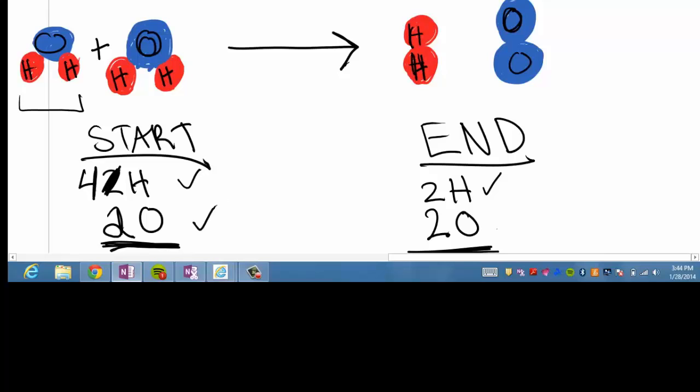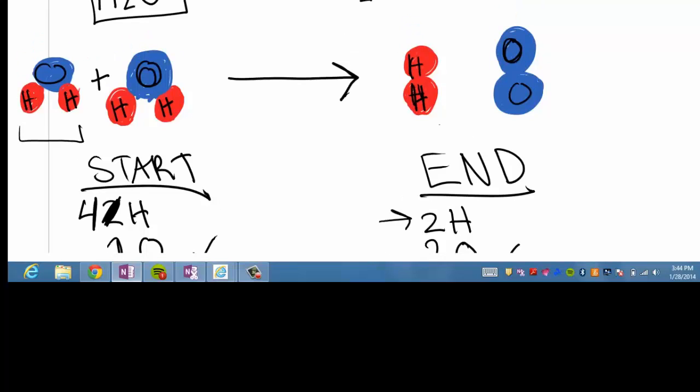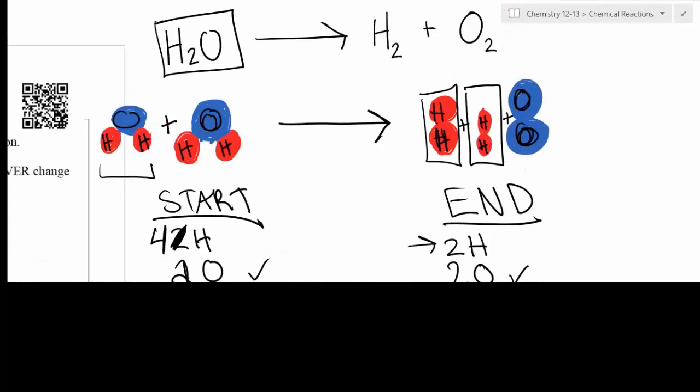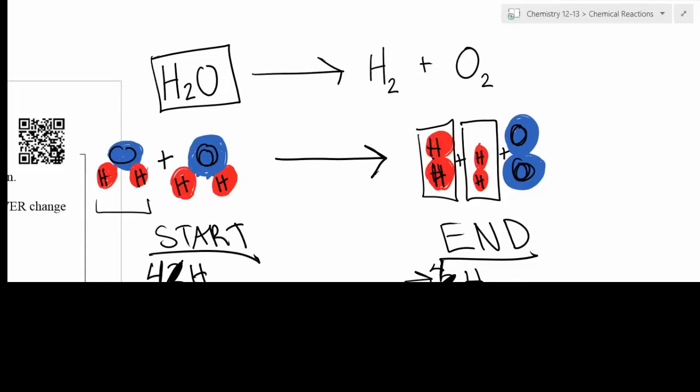So that means my oxygens are balanced, but guess what's not balanced anymore? My hydrogens aren't balanced. So I need to add more hydrogens to the end, because I had four in the beginning, so now I need four at the end. Well, how can I do that? Well, I have one hydrogen molecule here, which is composed of two hydrogen atoms. So let me see what happens if I add another hydrogen molecule. If I add another hydrogen molecule, now you see that instead of two hydrogen atoms, I have four hydrogen atoms total. So what does that look like when we're looking at the equation?